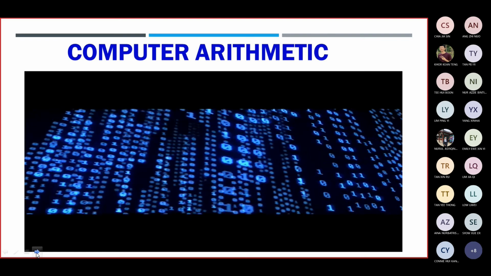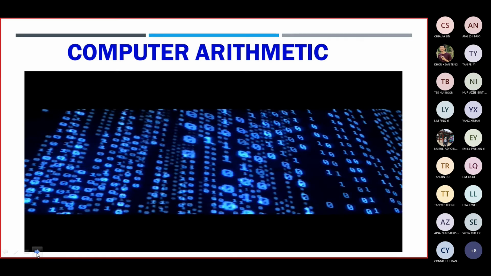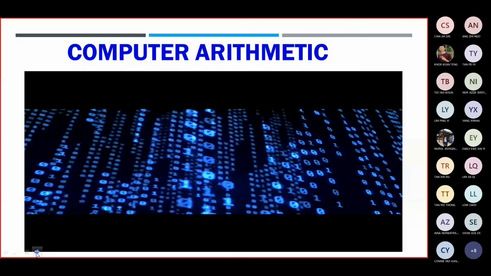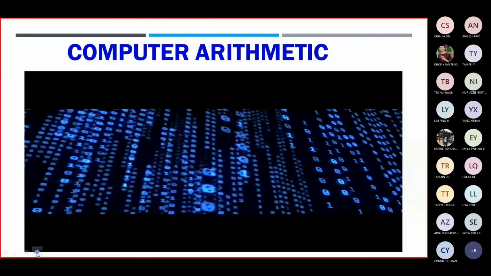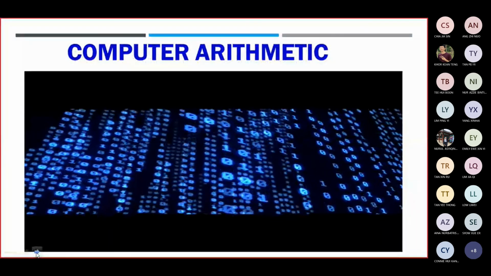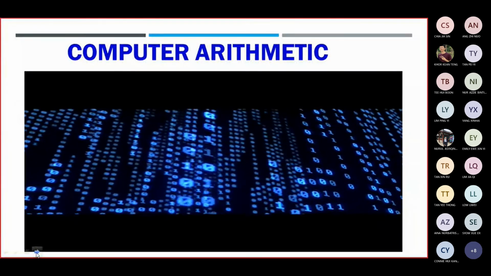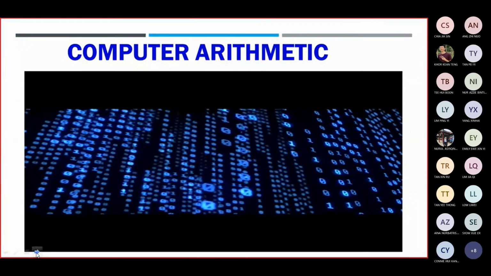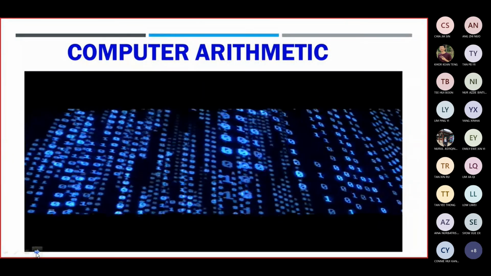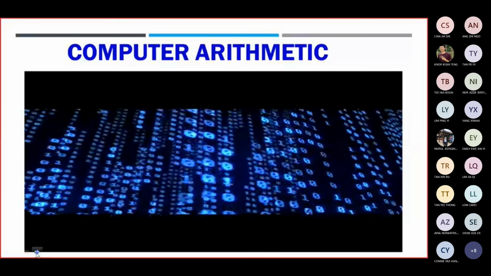All right. Now we move to the next subtopic, which is computer arithmetic. This involves a lot of calculations. This is very important for you in order to understand how the computer does a calculation. Okay. So you also will be assessed based on this.